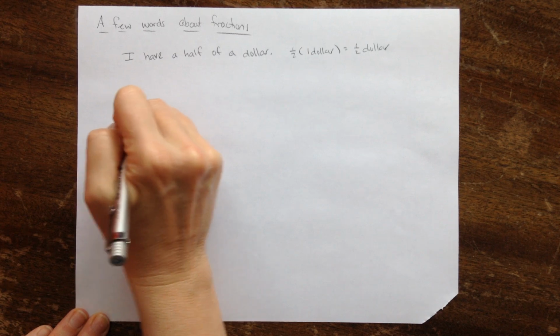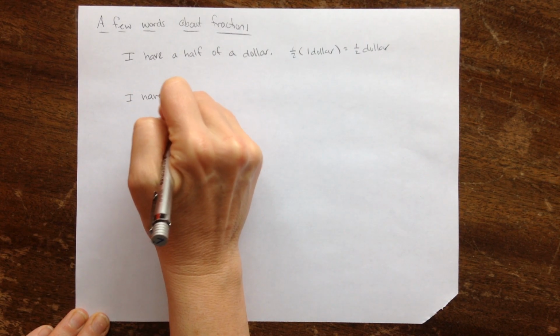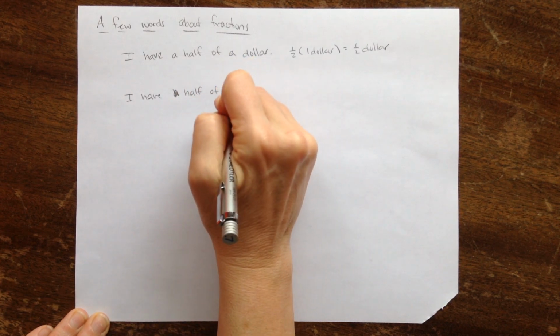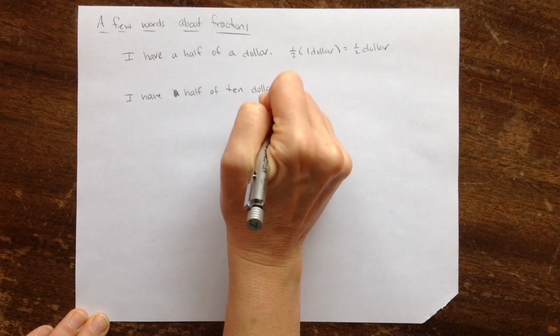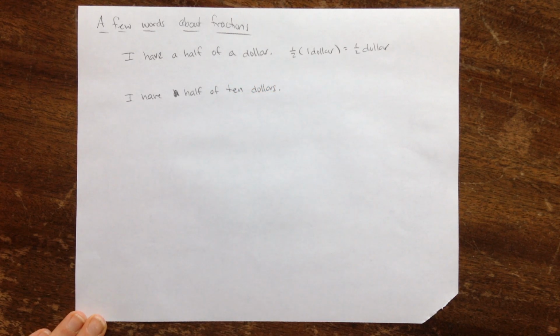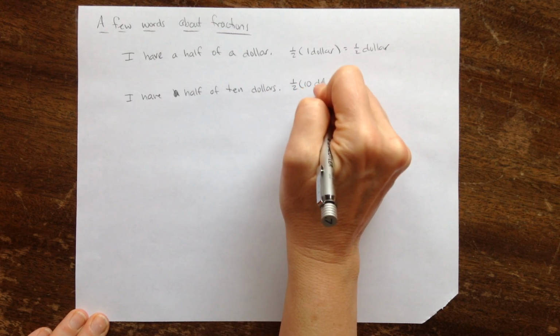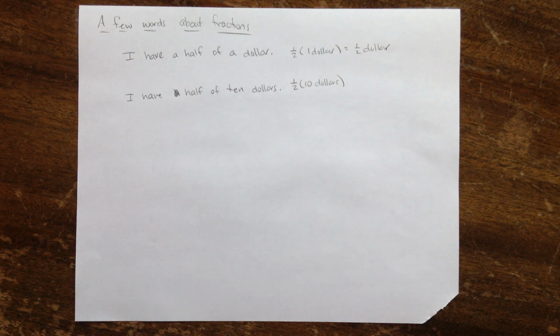Let me say I have half of, say, $10. That's a little bit more interesting because then I have 1/2 of $10. So how many dollars do I have? I have $5.